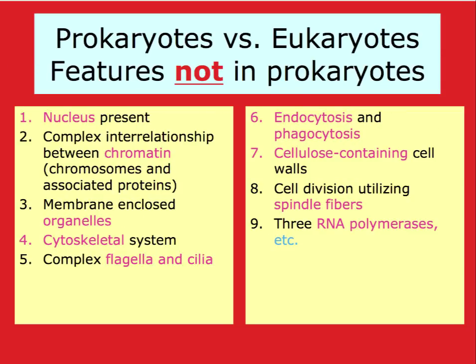The second table here is a contrast table. It shows you which features are different between prokaryotic and eukaryotic cells. And once again, we start with an easy to understand concept, and we conclude with some very detailed biochemical comparisons.